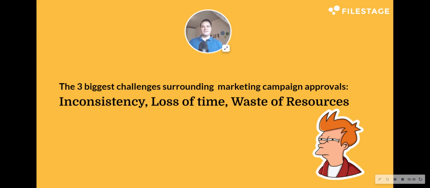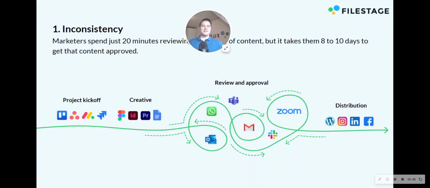All right, let's have a look at the first challenge, which is inconsistency. Here's the stat: still 9 out of 10 companies have inconsistent campaign review processes. And I will show you why. On this slide, what you can see is basically a typical project timeline of a creative campaign. At the beginning, there's the project planning. And you probably have a tool or some help to really get organized at the starting point.